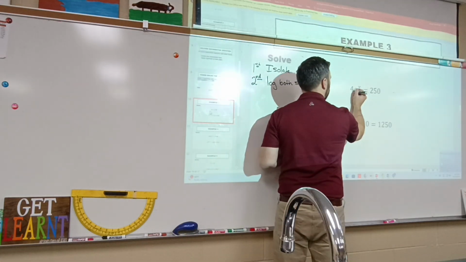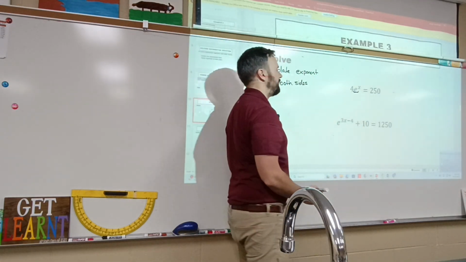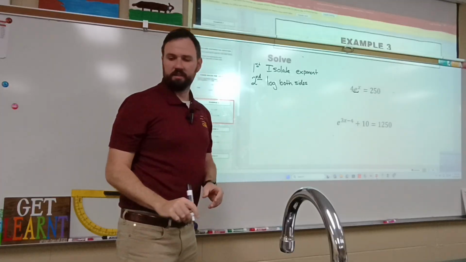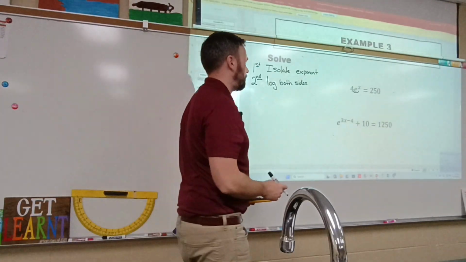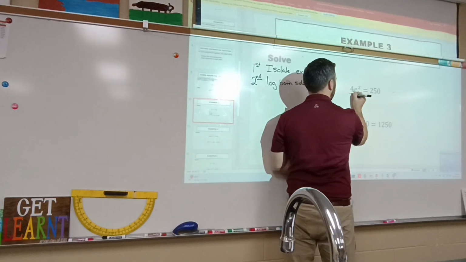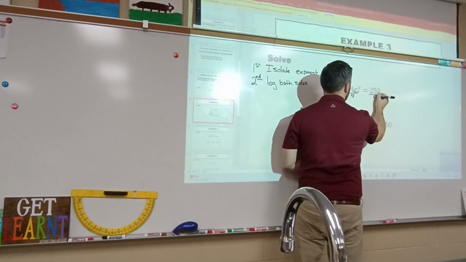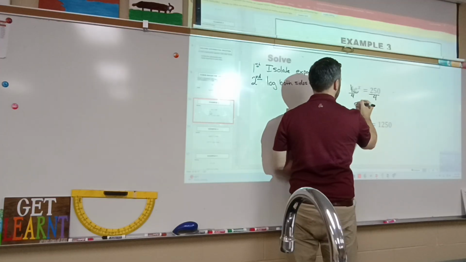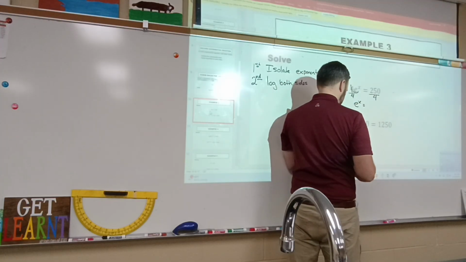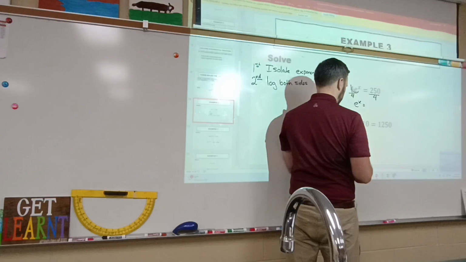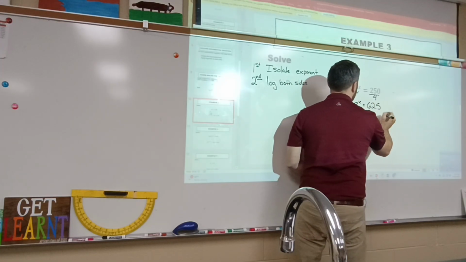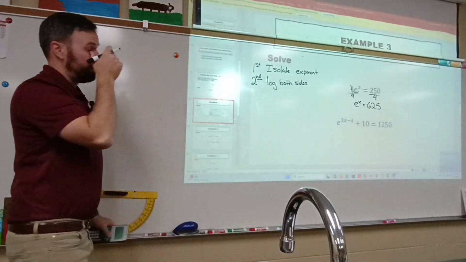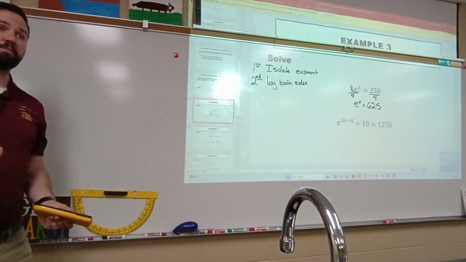So this one, my exponent is not isolated yet. So what do I need to do to both sides? Bear with me. I was a bad student today. I forgot my notes at home, so I'm going to have to work it through as we go. I'm going to divide both sides by 4. I get e to the x equals, it's a decimal. I think it's 62.5.